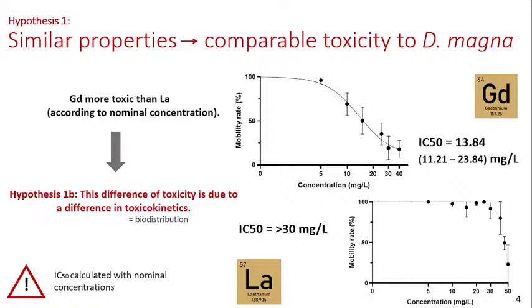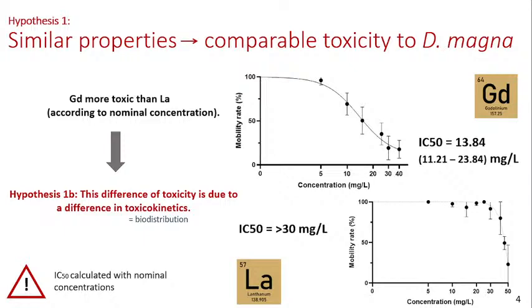However, it's important to know that this result is according to nominal concentration and not measured concentration, which might also differ according to the result that we have. But then, my question was, if we have a difference of toxicity, how can we explain the fact that these two metals with similar properties have a different toxicity?